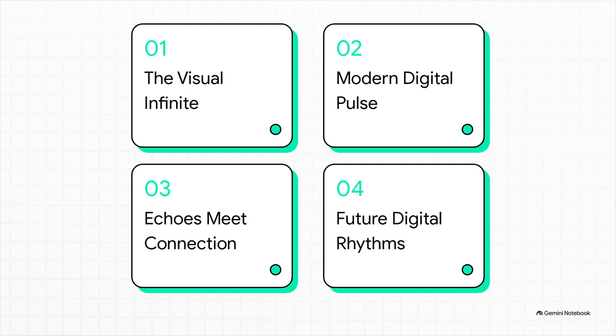Okay, here's a quick roadmap of how we're breaking this down today. First up, defining the visual infinite. Then we'll examine the modern digital pulse. After that, we're going to look at where those echoes actually meet connection. And finally, we'll explore the future of our digital rhythms.